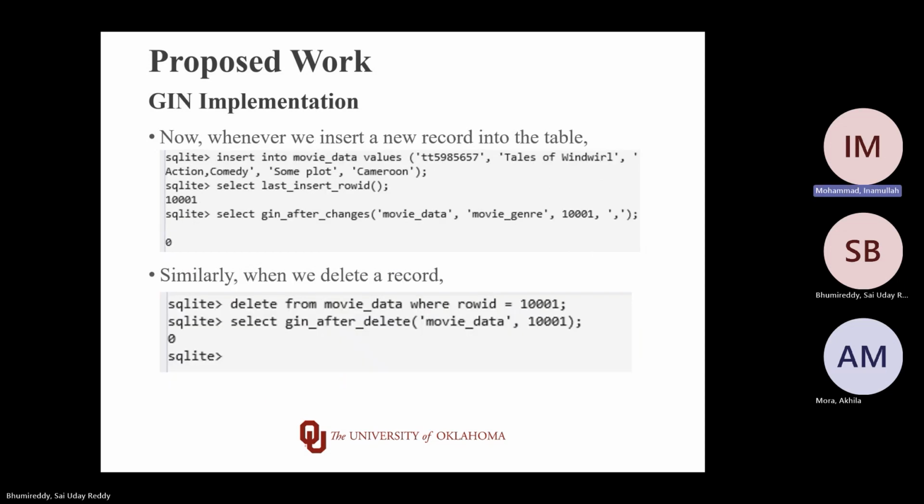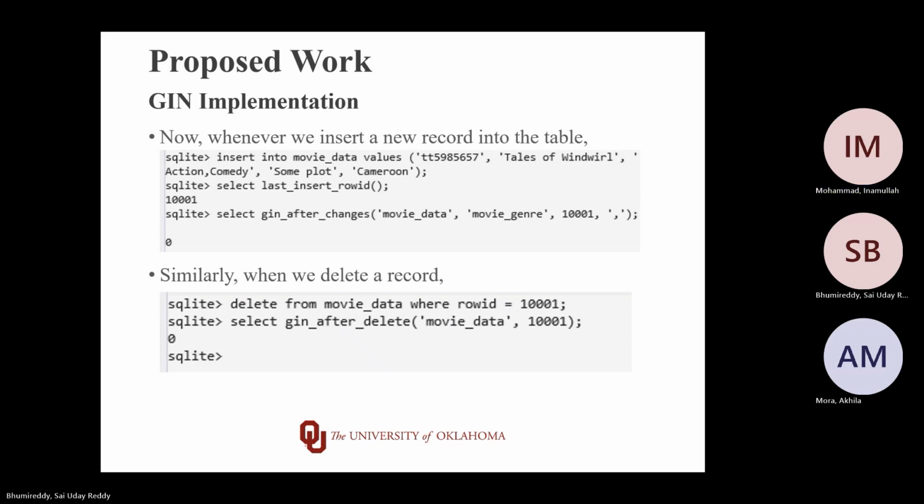And now, since we have to invoke it manually whenever we insert or update a new record, we need to fetch the row ID of the record inserted or updated. Here I inserted a record and fetched its row ID, which is 10,001. And I invoke the function gene after changes with the table name, column name, this row ID, and the delimiter as well. So it returns 0, which means it executed successfully.